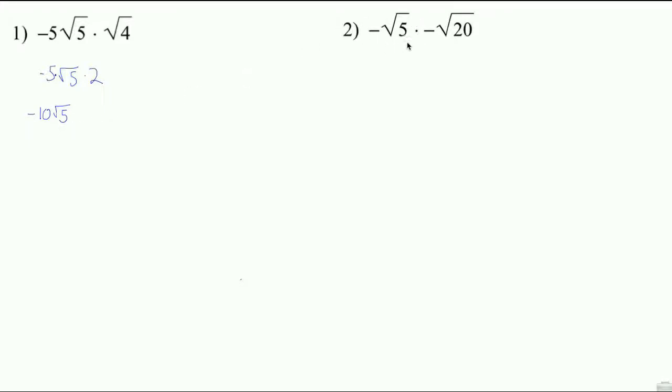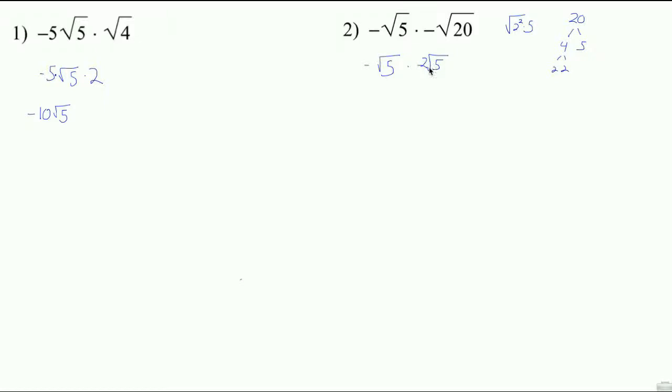Over here, a couple different ways to do this. The square root of 20 we can simplify. So we think of 20, we've seen 20 a lot. 20 is 4 times 5, and 4 is 2 times 2. So 20 is the square root of 2 squared times 5. So we've got negative root 5 times negative, and we can bring out a 2. The square root of 2 squared is 2 root 5.